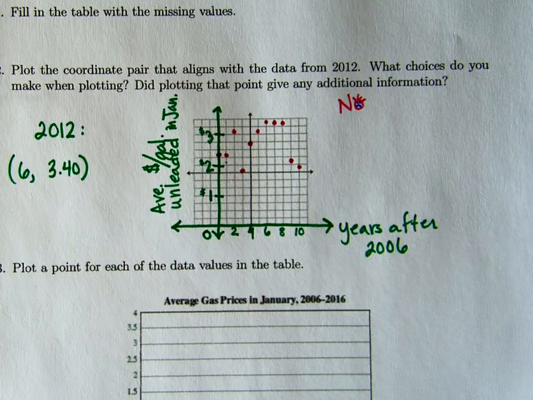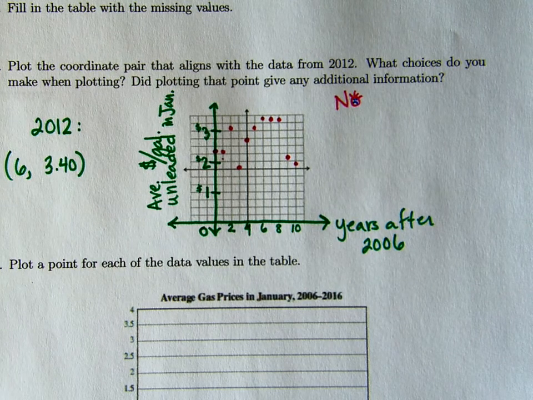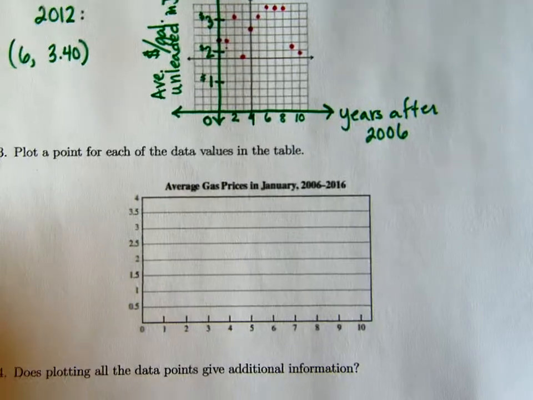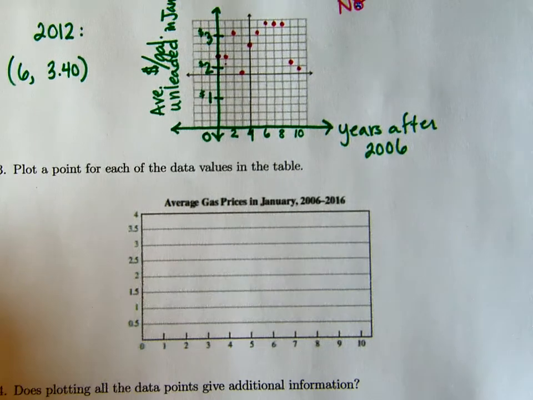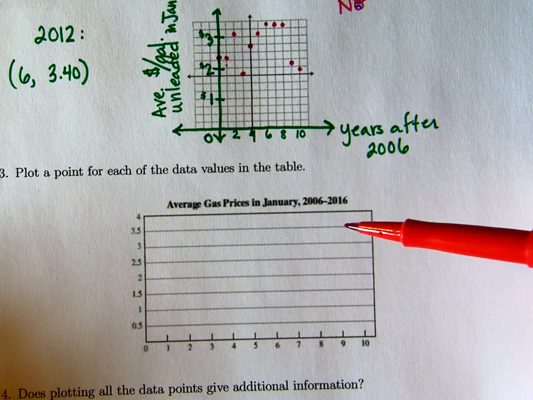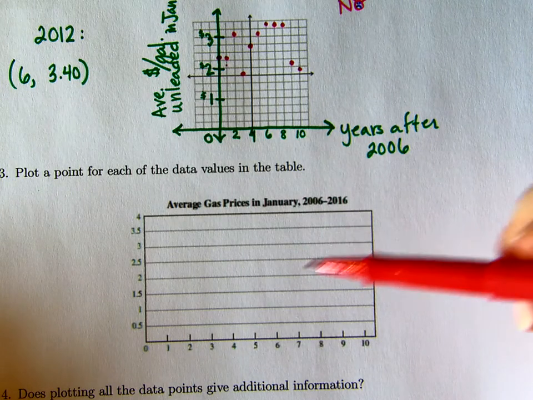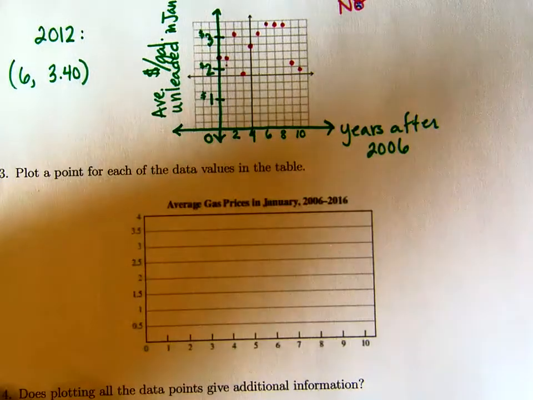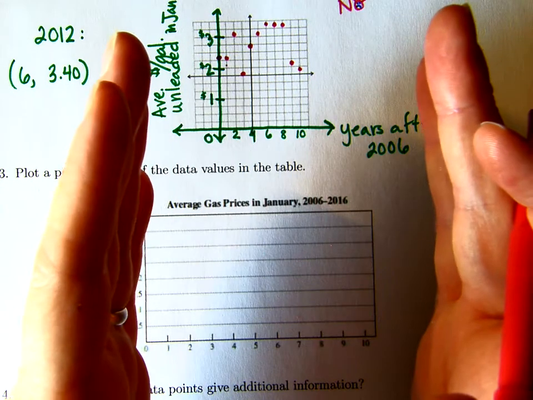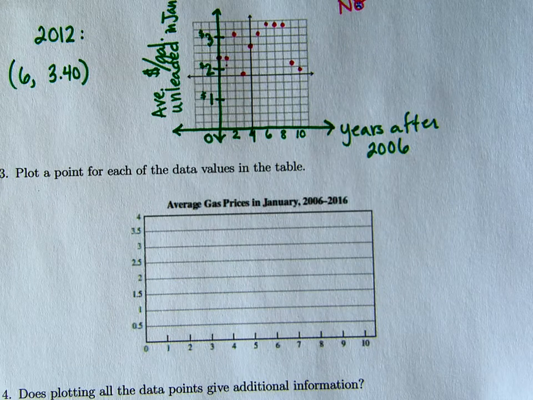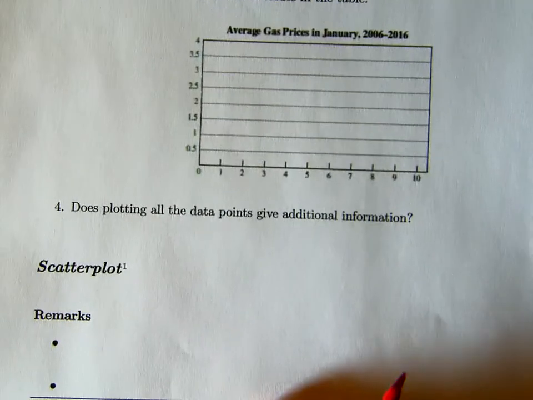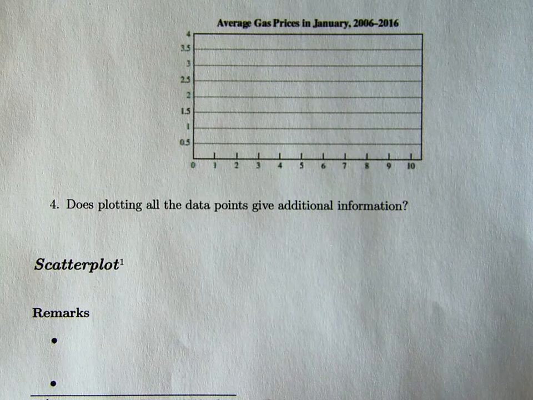Oh, it's very chaotic. And just so you know, this image would appear very similar here too. It looks like maybe this just would have been spread out a little bit more. So there would have been more horizontal space between each one of these coordinate pairs. Okay. Does plotting all the data points give additional information?